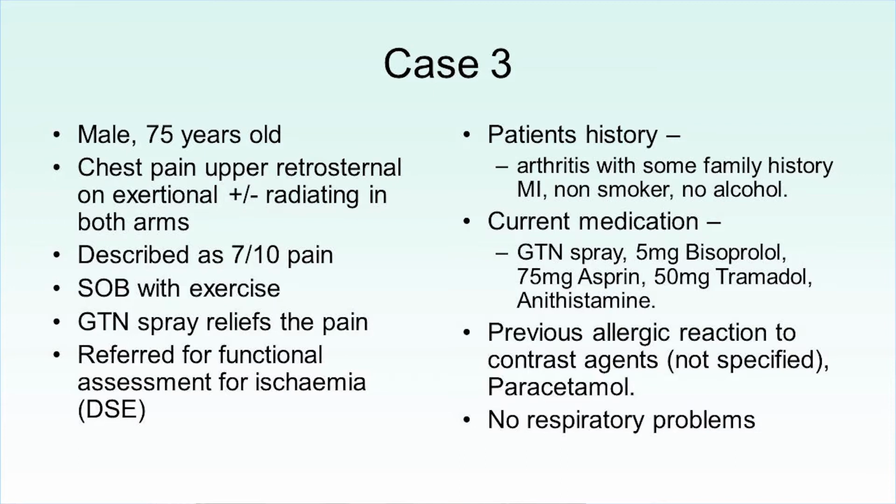Case 3 is very interesting. It addresses an important message. A 75-year-old male who has long-standing chest pain, exertional on exercise, radiating down both arms. He normally describes it as being 7 out of 10. He constantly uses GTN spray. He's referred for a procedure.